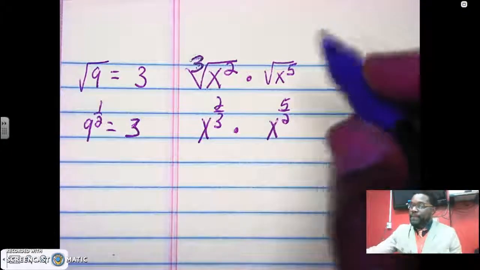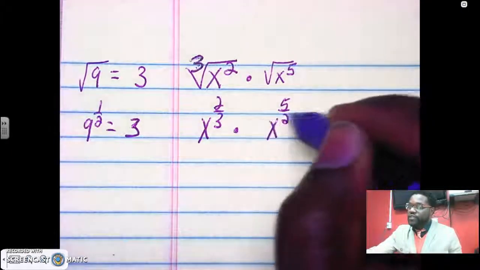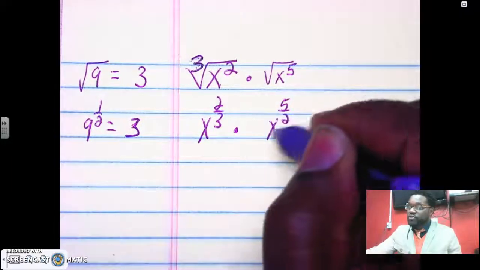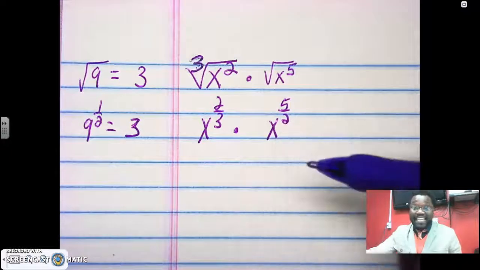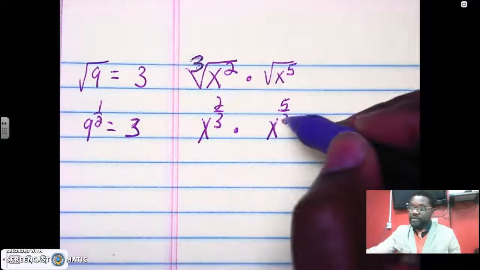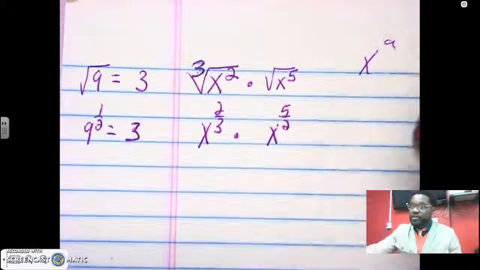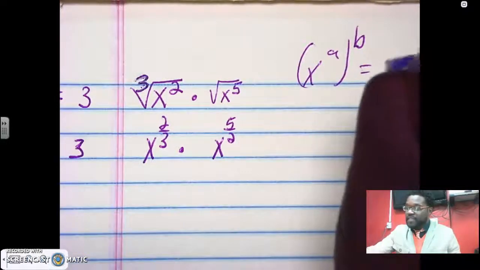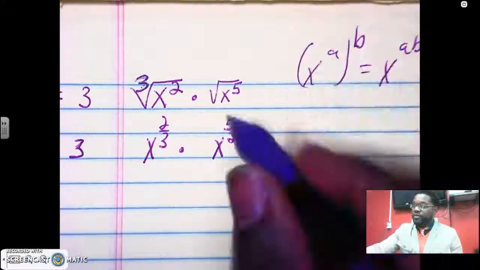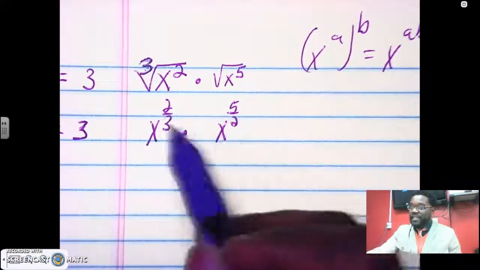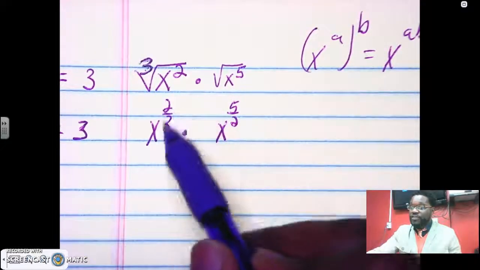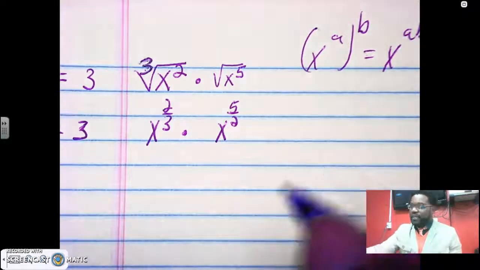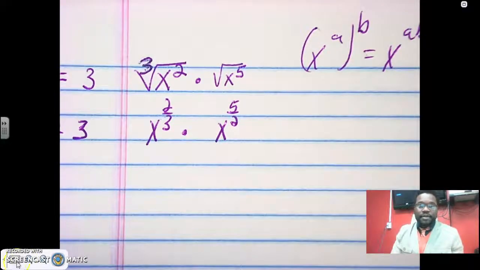All right. Now, in order to multiply these, remember, you multiply with the exponents by adding them. The only time you multiply exponents is if you have an exponent power raised to another power. This would be x to the a times b. But whenever you're multiplying the bases, you add the exponents. In order for me to add 2/3 to 5/2, what do I have to have? Common denominators.